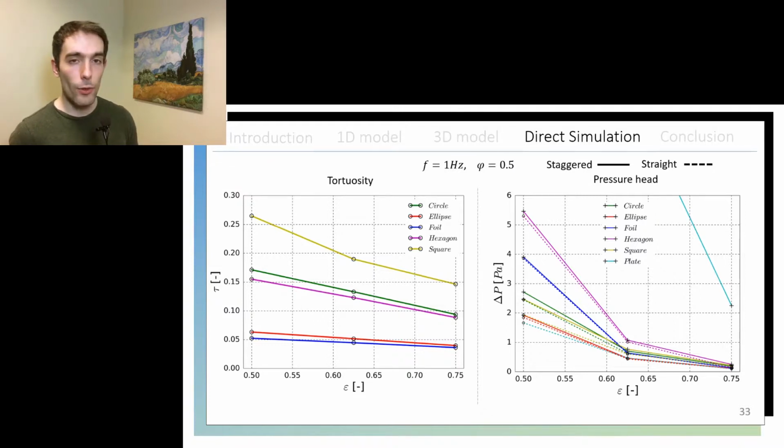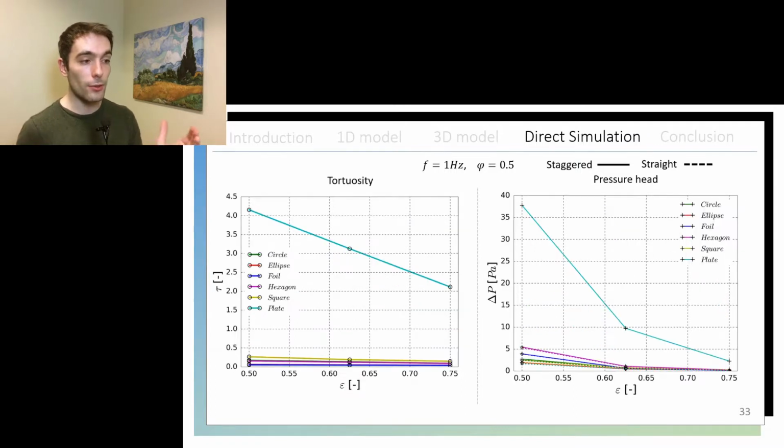And especially for the lower porosity cases, the difference between the straight and staggered cases is higher, the higher the tortuosity of those geometries is. And this is especially true for the case of the highest tortuosity of them all, which has a pretty remarkable tortuosity compared to other cases, and that would be for the staggered plates.